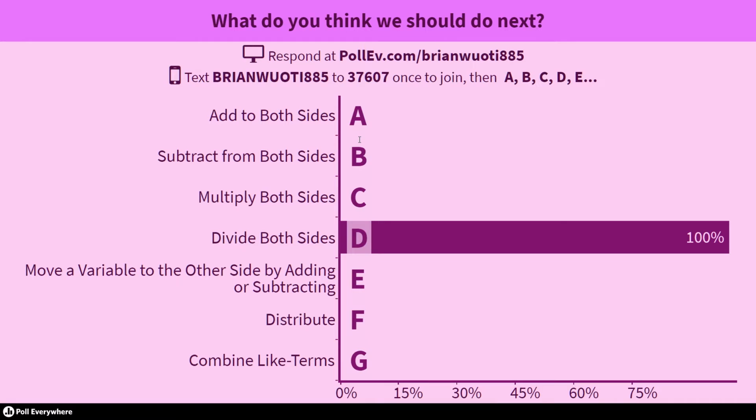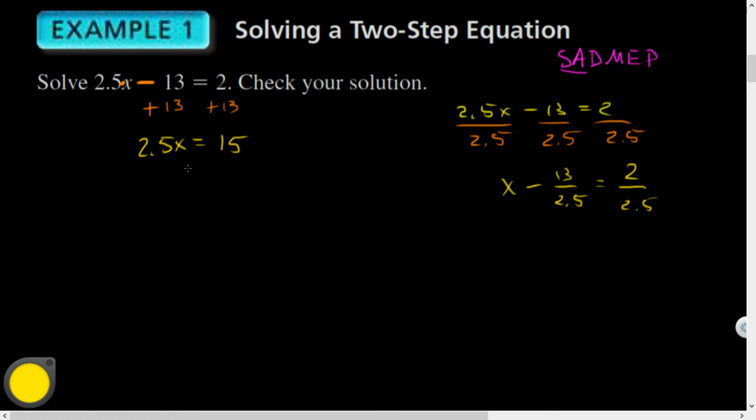All right. There's no discrepancy here. We are multiplying by 2.5, and the inverse operation is divide both sides by 2.5. And you could perhaps grab a calculator for that. 15 divided by 2.5, 6, I believe, is the result.